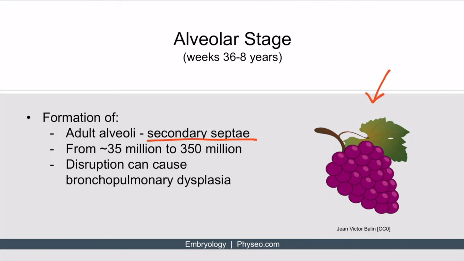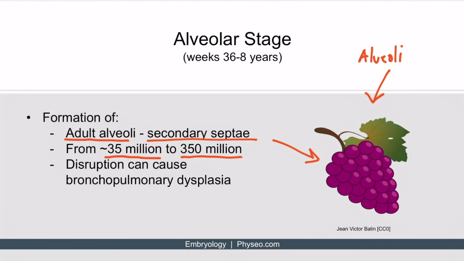So these are adult alveoli. So again, you get adult alveoli. They have these secondary septae, so you can think of grapes. So at birth, we start with about 35 million alveoli to about 350 million alveoli by the age of about 8. It's about a 10 times increase.